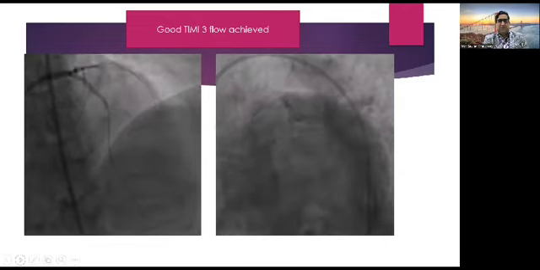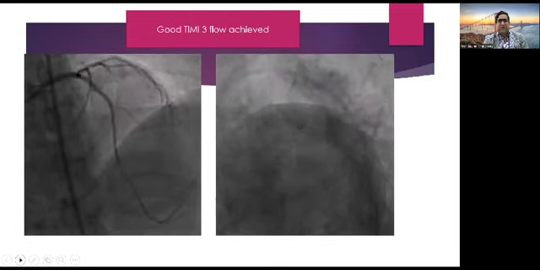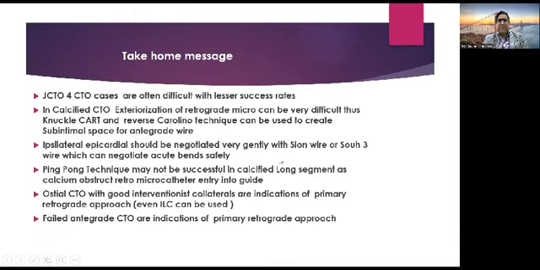Overall, this case highlights the importance of the retrograde approach, especially the epicardial route. In this particular case, the J-CTO score is around 4. Take home from this is that in calcified CTO, many times externalization of the retrograde microcatheter can be difficult. Therefore, knuckle and reverse CART technique can be used to create subintimal space for antegrade wires.